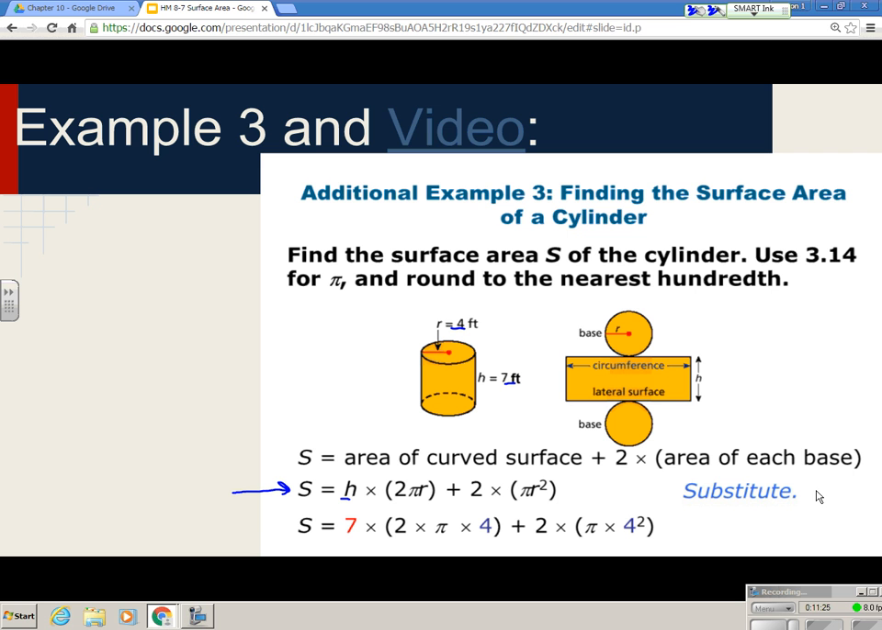Okay, so plug your answers in, and you're going to see that you get 7 for the height, 2 stays the same, pi stays the same, which is 3.14, and then you put the radius in for 4. Plus 2, that all stays the same, times pi again, 3.14, times the radius, which is 4 squared, or 16. Write this down, please, before I show you the next step.